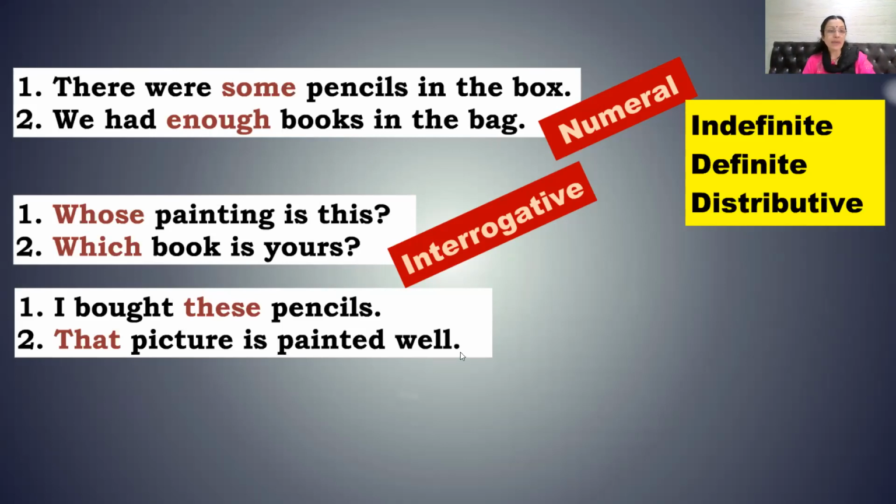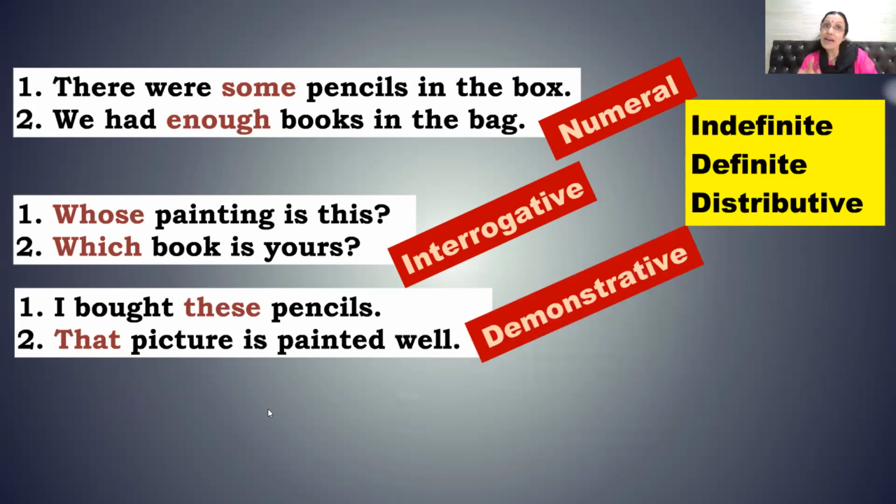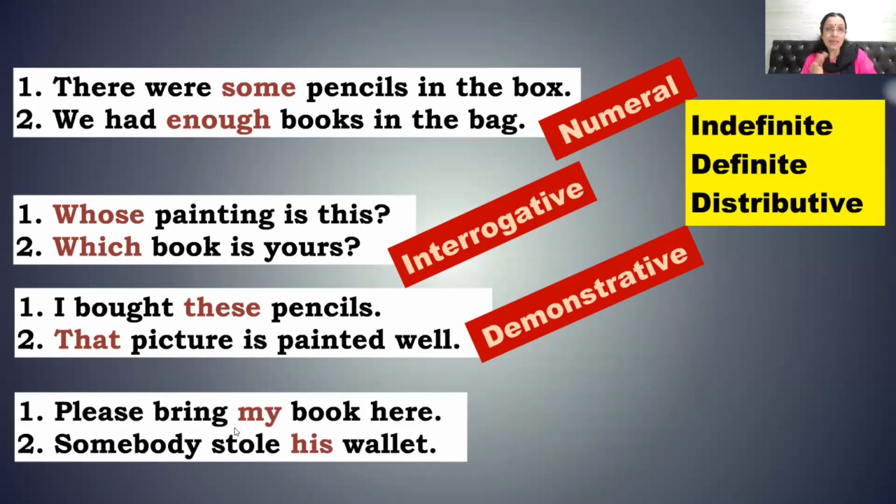That picture is painted well. See here, the word picture is after the word that. So these are all demonstrative adjectives. Now, please bring my book here. Somebody stole his wallet. Here it becomes a possessive adjective. One more sentence: this book is his. Again, his.